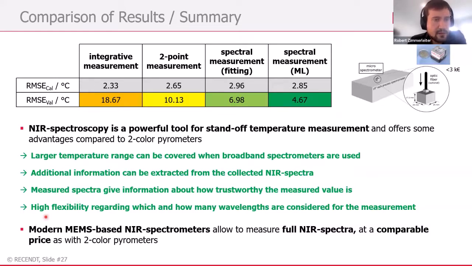And also you have a high flexibility regarding which and how many wavelengths you want to consider for the measurement. You can also go the extreme way and just emulate the 1-point or 2-point measurement in parallel with your spectral measurement and then see which one fits best. And another important point is that nowadays modern MEMS-based near-infrared spectrometers allow you to measure full near-infrared spectra already at a comparable price as you do with the 2-color pyrometers.